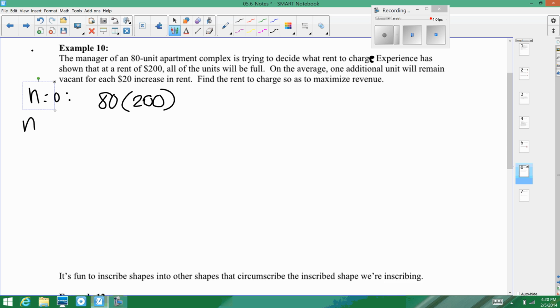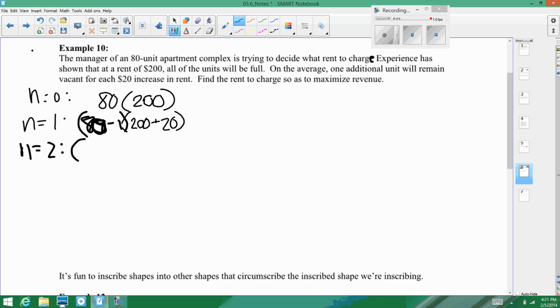All right, so n equals 1. Let's say we're trying to increase the pay now. So 200 plus 20, and well, that's one less person. All right. So actually, maybe I should write it as, maybe this will help us see the pattern faster. 79, or 80 minus 1. Okay.